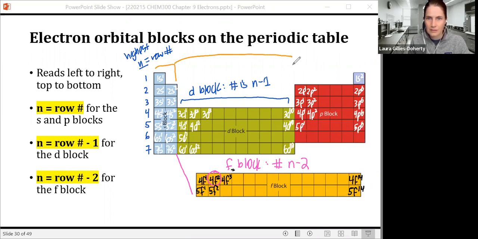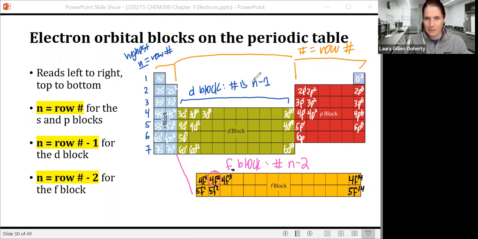For S and P, the number equals the row number. So when you're in the third row, you're going to be filling 3s orbitals and 3p orbitals. When you're in the 6th row, you're going to be filling 6s orbitals and 6p orbitals. But for the D and the F, we have to adjust.